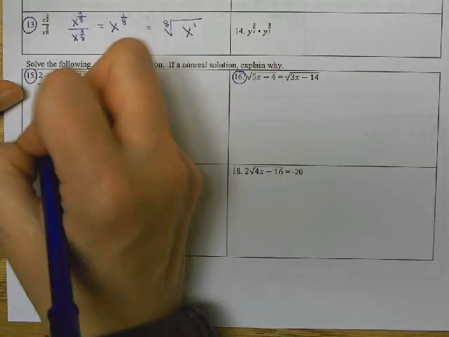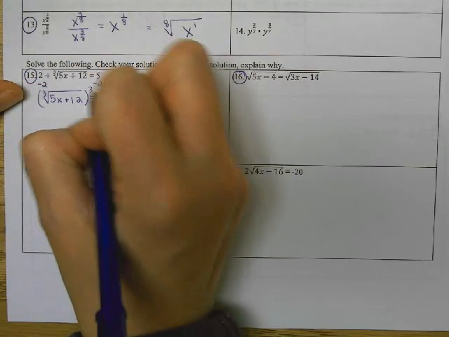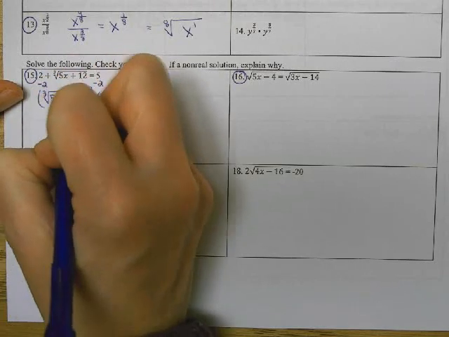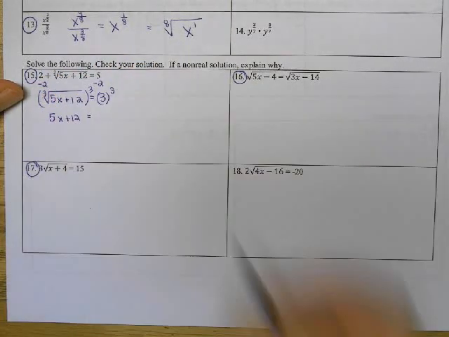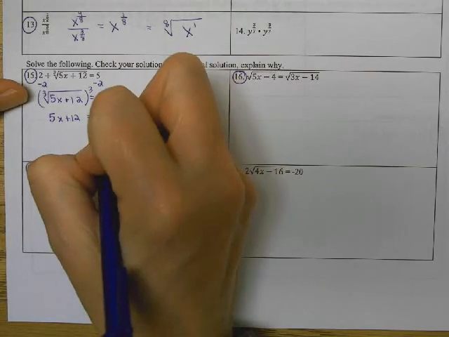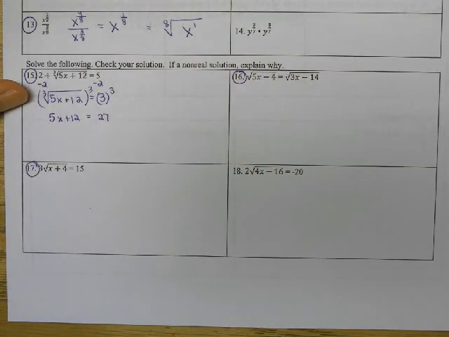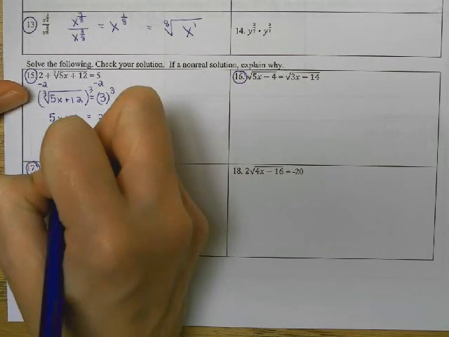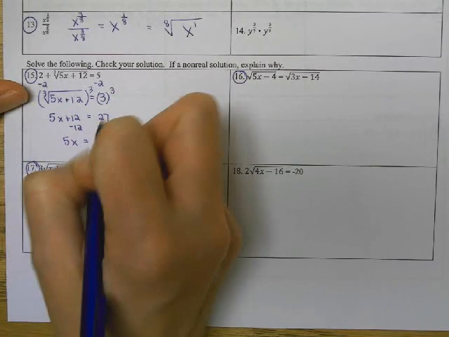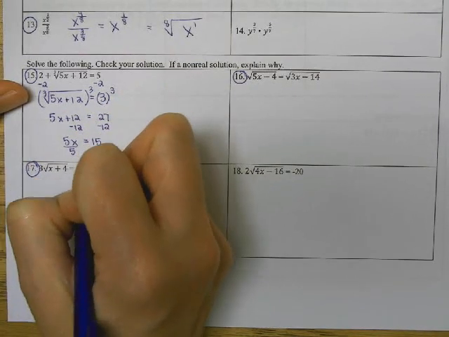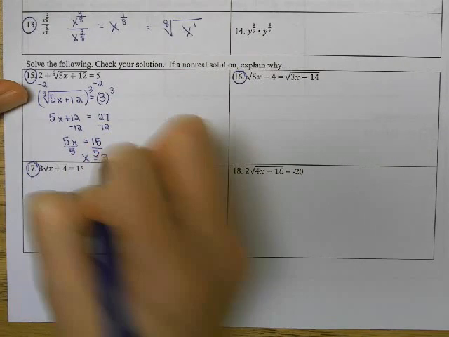So in this case I have a cube root. So to get rid of that cube root, I'm going to cube both sides. On the left-hand side, I'm just going to be left with 5x plus 12. On the right-hand side, I'm cubing 3. So 3 times 3 times 3, which gives me 27. Now I want to solve for x. So I'm going to subtract 12. So I get 5x equals 15. Divide by 5. So x equals 3.